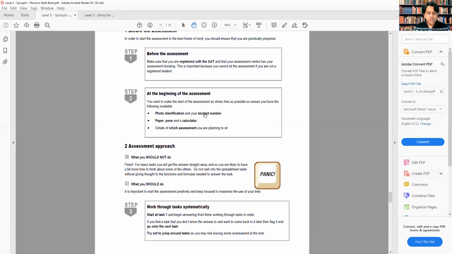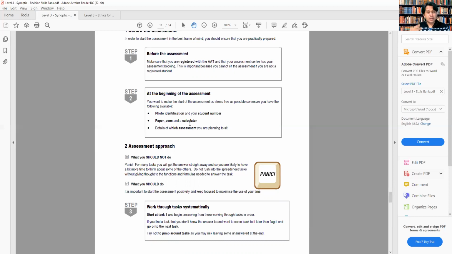Photo identification and your student number, in case you need to show your identification. Paper, pens, and calculator. These three things have to be with you. For the calculator, I even recommend you have more than one, because if one calculator stops working, you will be in trouble. Without a calculator, you cannot do the synoptic exam. Very important: you should have the calculator, pens, and paper.